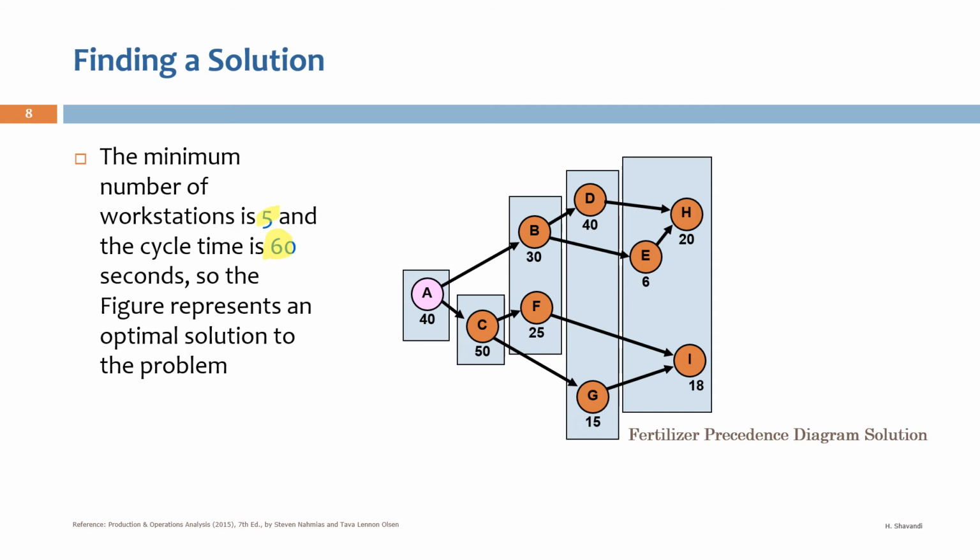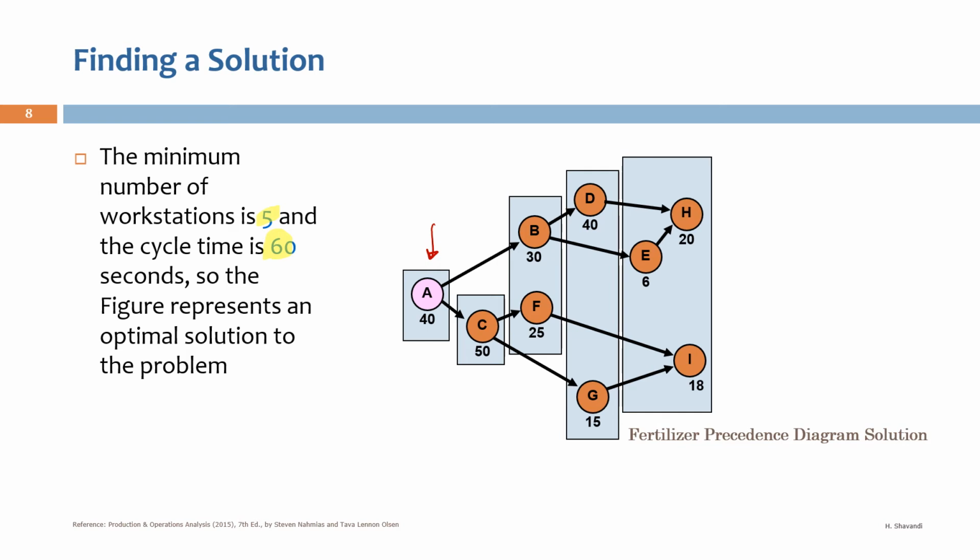So the first one, A, as you see here, has 40 seconds. So we can't include any other work element here, because after A we can include B or C. But as you see here, B has 30 seconds, C has 50 seconds. So if we add one of these two elements in this group, then the total time will be higher than the cycle time, right? So because of that, just A will be one group. So one group will be just A.